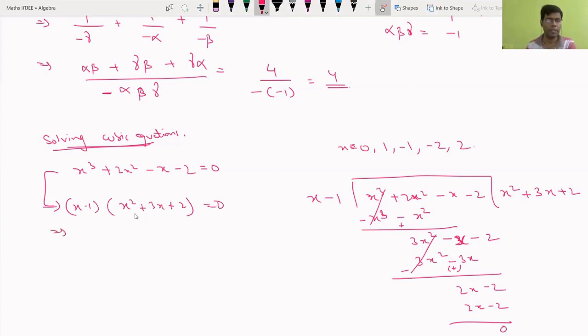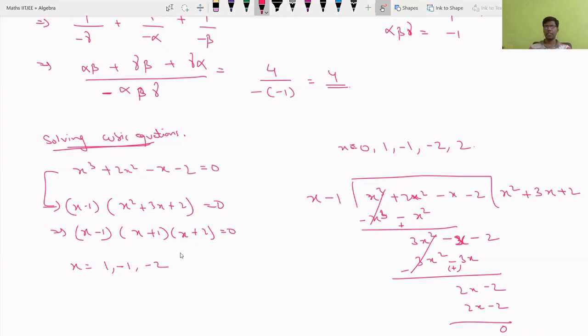So we can simplify this: x square plus 3x plus 2 is equal to 0. And then we get (x plus 1)(x plus 2) is equal to 0. So the given cubic equation will have x is equal to 1, minus 1 and minus 2 as the roots. So that's how we solve a cubic equation.